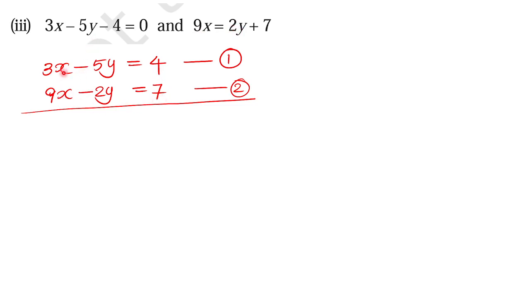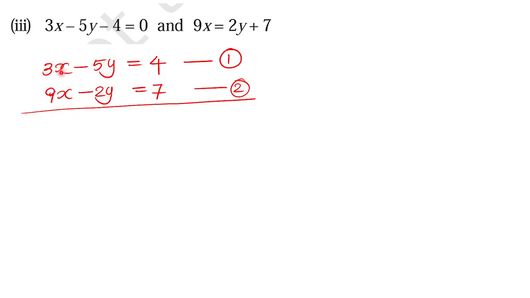The terms are not matching. 3x, 9x, they are different. 5y, 2y, they are different. So it's very hard to make these two terms matching. The terms containing y are very hard; by simply multiplying by any number, I cannot make this and this matching.